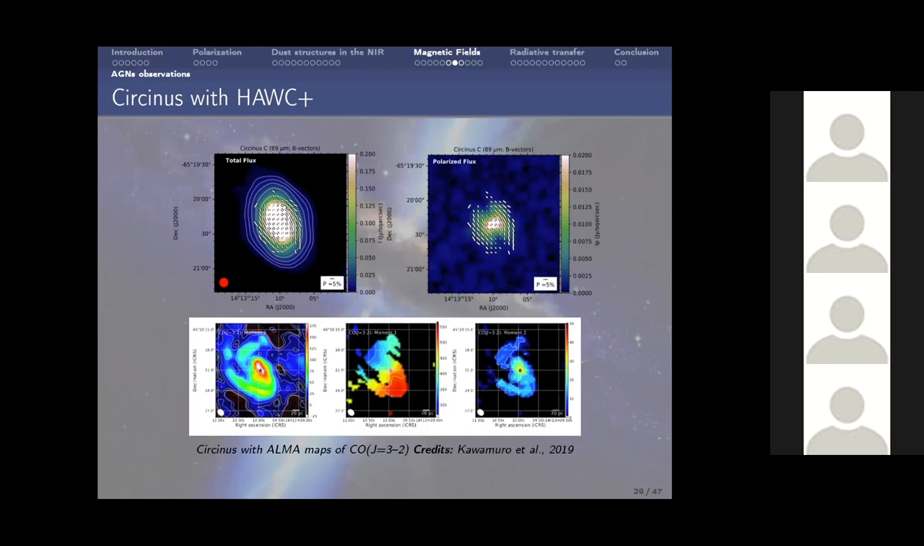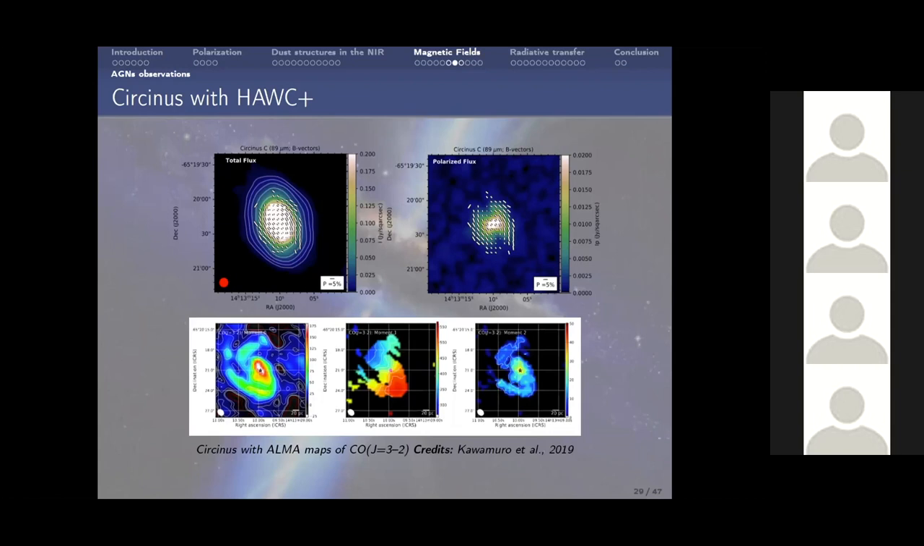So the HAWC+ map on the upper panel, and you can actually see this sort of elliptical orientation of the vectors around the center, which actually follows the exact orientation of the rotation of the nucleus. So you can see the CO map on the bottom part, which shows the overall rotation of the nucleus in the central region. And we have the magnetic field oriented, the polarization vectors tracing the magnetic field orientation along this specific orientation, which is pretty much expected, but still we have a pretty clear pattern of vectors.